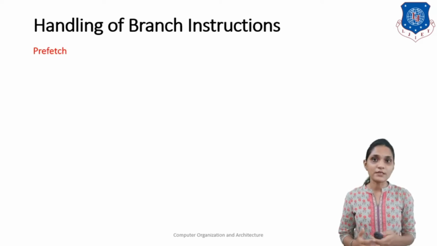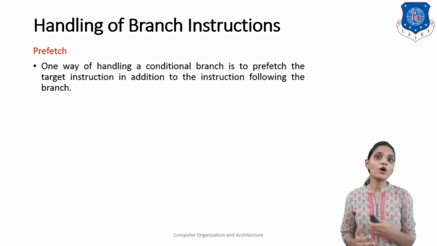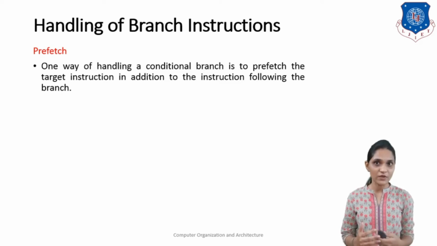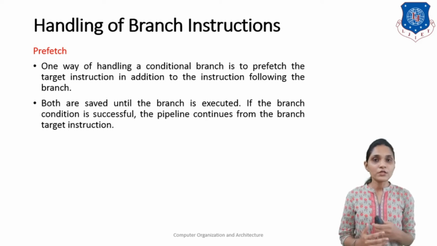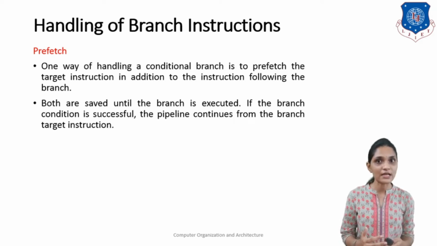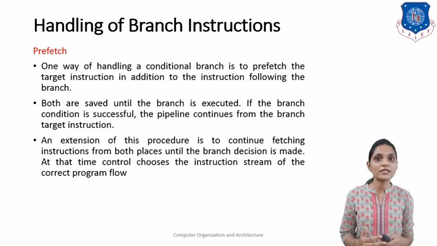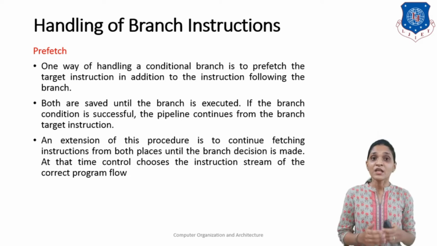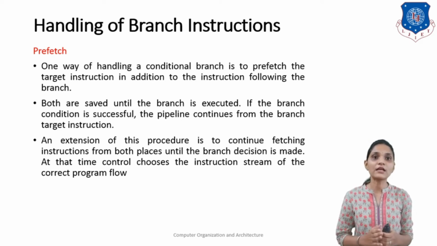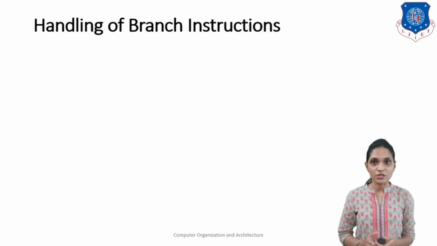The first method we can use is the prefetch method. One way of handling a conditional branch is to prefetch the target instruction in addition to the instruction following the branch. Both of these are saved until the branch is executed. If the branch condition is successful, the pipeline continues from the branch target instruction. An extension of this procedure is to continue fetching instructions from both places until the branch decision is made. At that time, the control chooses the instruction stream that is of correct program flow, and in this way we can prefetch instructions.